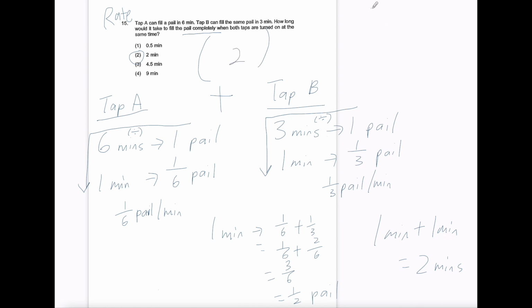Got it? So this is my pail. If half of it takes 1 minute to fill up, to fill the other half I also need 1 minute. That's why I add up to give me 2 minutes. And that's why my answer is 2.